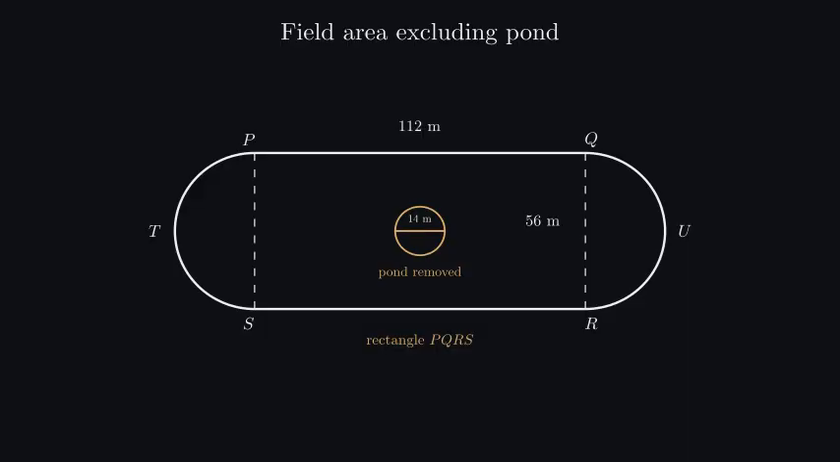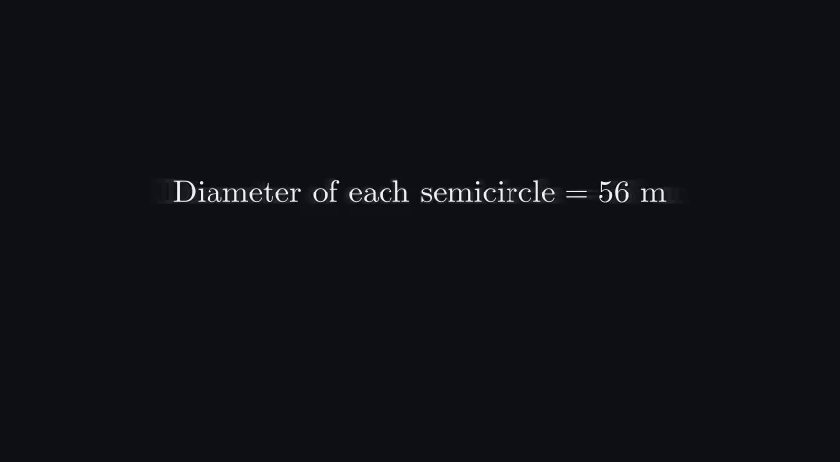The field is made from a rectangle and two semicircular ends, with the circular pond removed. Diameter of each semicircle equals 56 meters. R equals 56 over 2 equals 28 meters.